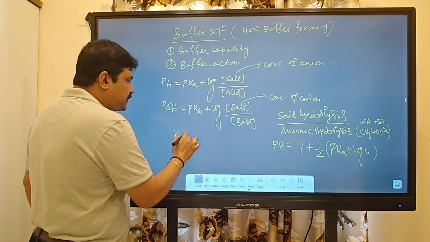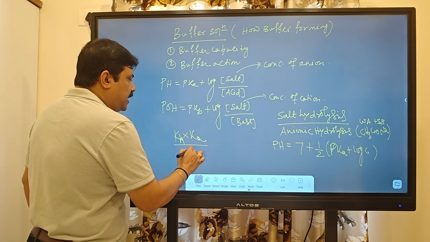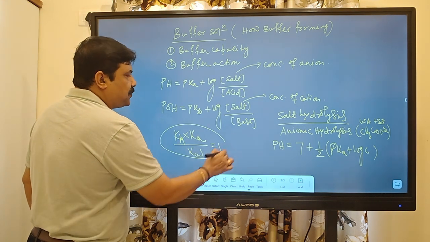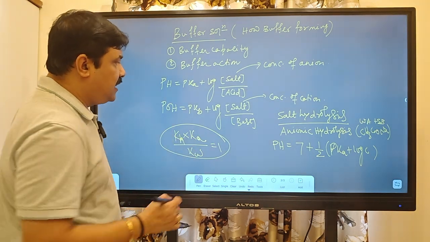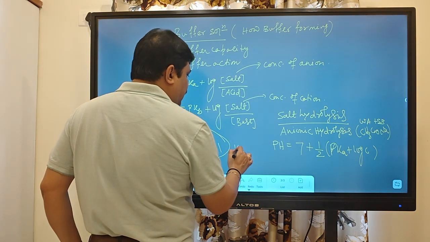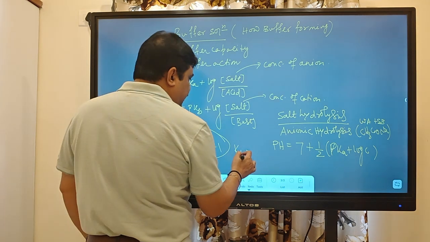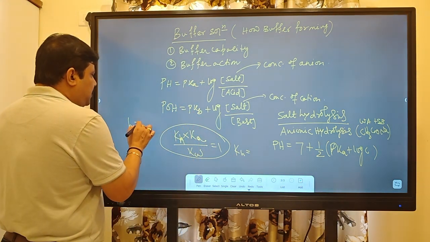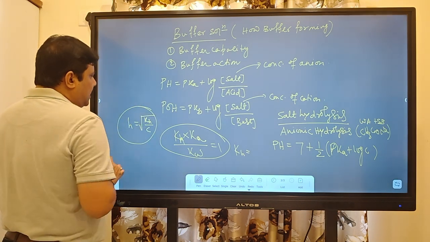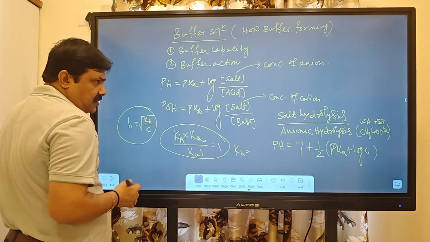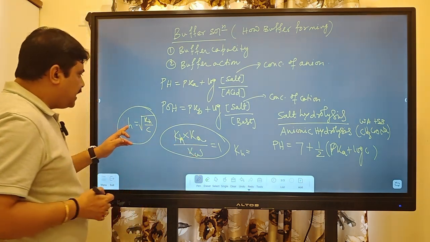Ka into Kh will be equal to Kw for this type of salt. From there, Kw and Ka they will provide, and you will get the Kh. Again, the Kh expression will come. Here h is the degree of hydrolysis, then h will be equal to the square root of Kh by C. From this expression, you know C, the concentration of the salt, and Kh I am getting from this equation, so you will get the h value.